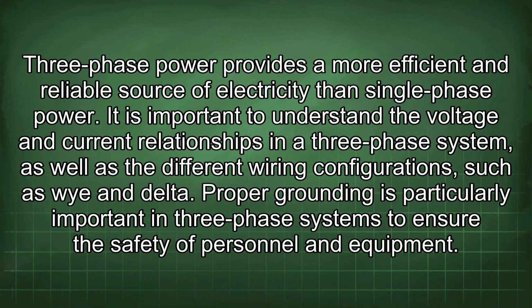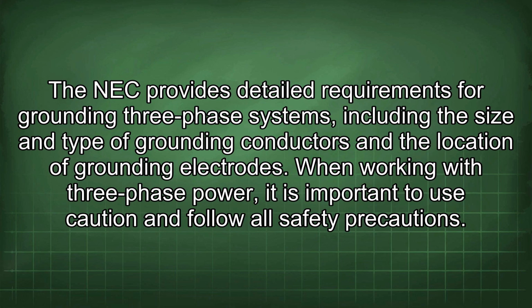Proper grounding is particularly important in three-phase systems to ensure the safety of personnel and equipment. The NEC provides detailed requirements for grounding three-phase systems, including the size and type of grounding conductors and the location of grounding electrodes. When working with three-phase power, it is important to use caution and follow all safety precautions.